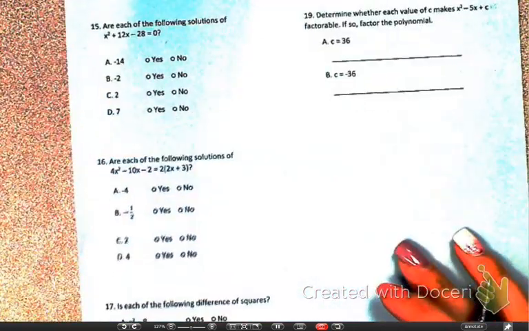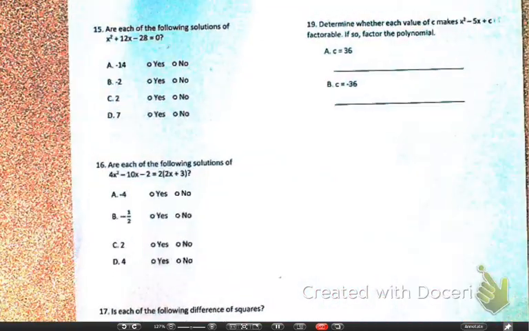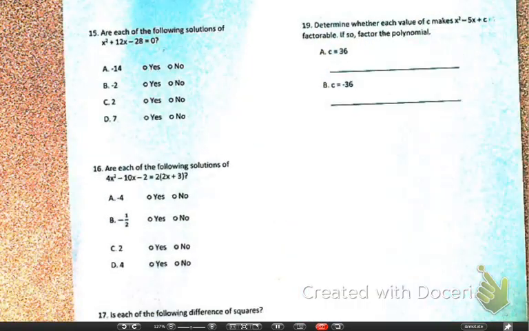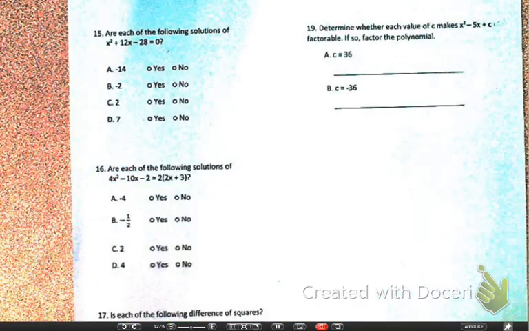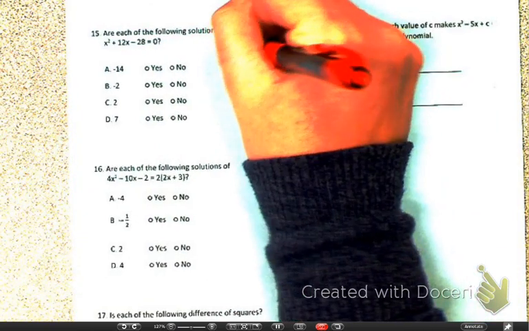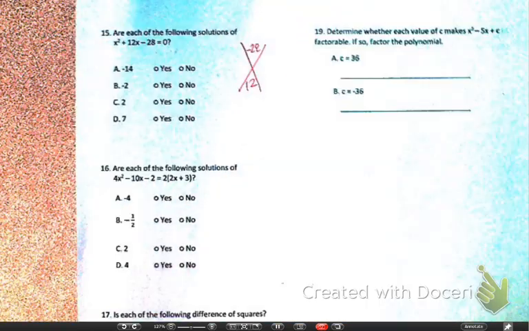Let's look at the back. Are each of the following solutions of x squared plus 12x minus 28 equals 0? Okay, there are a couple ways you can approach this. I'm hoping that you realize since it's set equal to 0, it's exactly what you just did on the front. And a solution is what x equals. So if I were to factor this, because it's already in standard form, what two numbers multiply to negative 28 and add to 12?